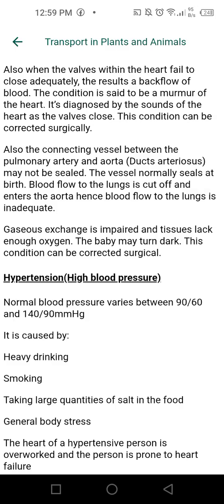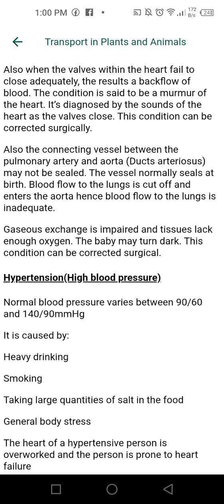Blood flow to the lungs is cut off and enters the aorta, hence blood flow to the lungs is inadequate. Gaseous exchange is impaired and tissues lack enough oxygen. The baby may turn dark. This condition can be corrected surgically.